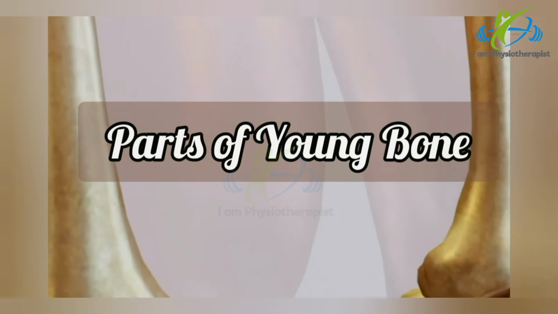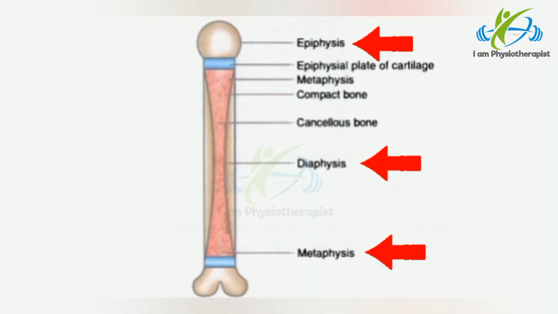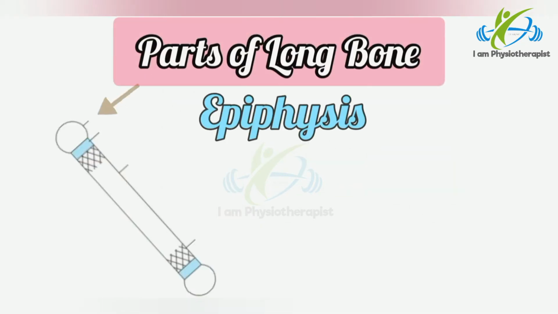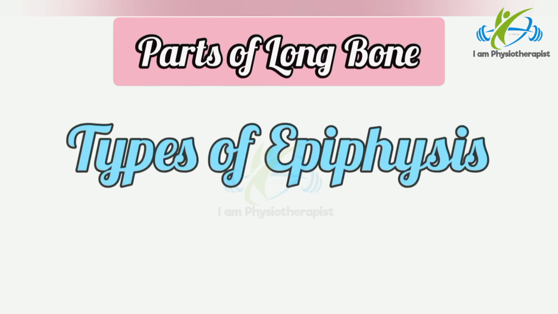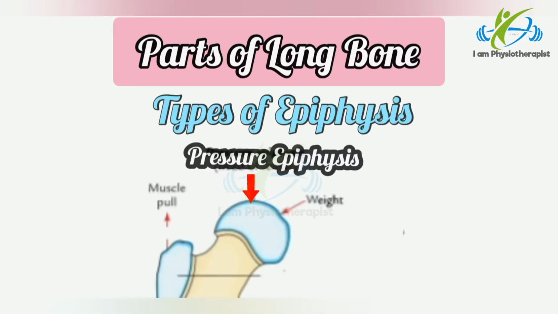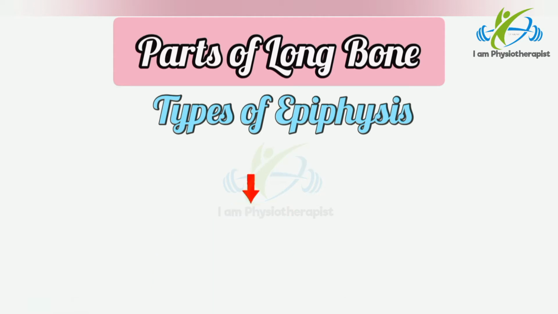Parts of a young bone. A typical long bone ossifies in 3 parts. Epiphysis. The ends and tips of a bone which ossify from secondary centers are called epiphyses. The epiphysis is of 4 types. Pressure epiphysis. It is covered by an articular cartilage, and takes part in the transmission of body weight, for example head of femur, humerus and lower ends of radius.